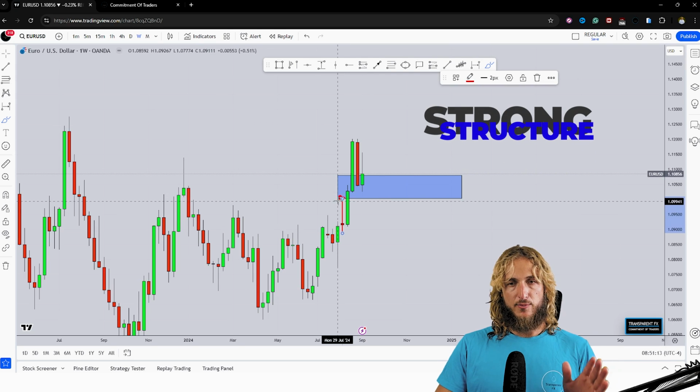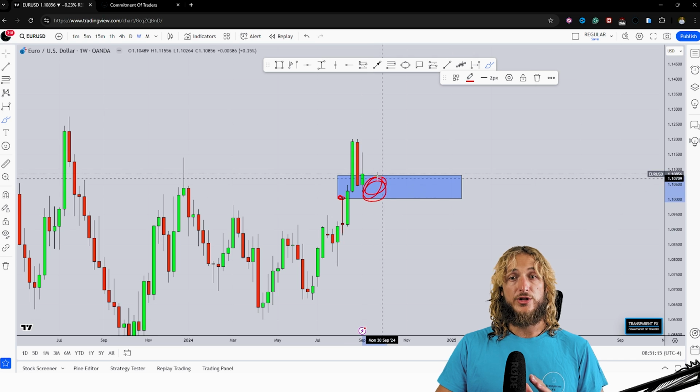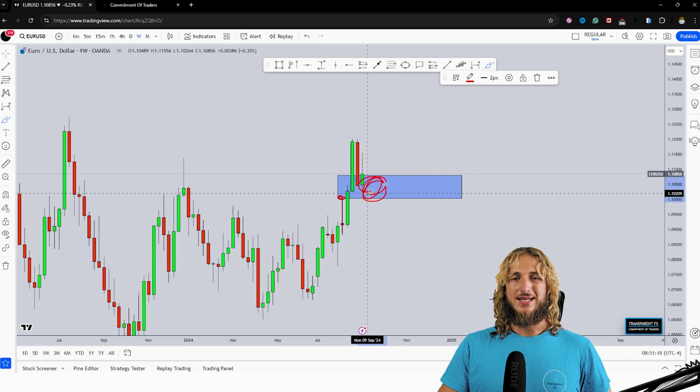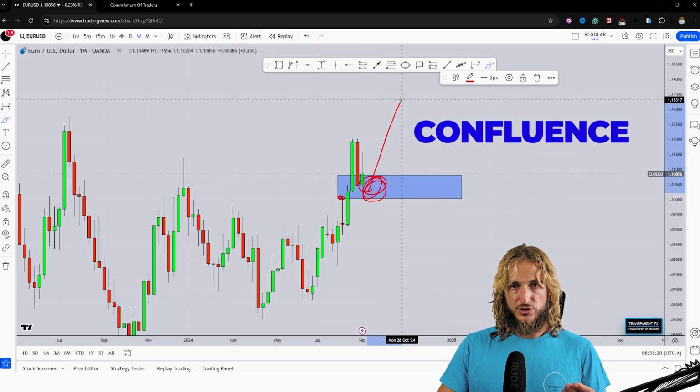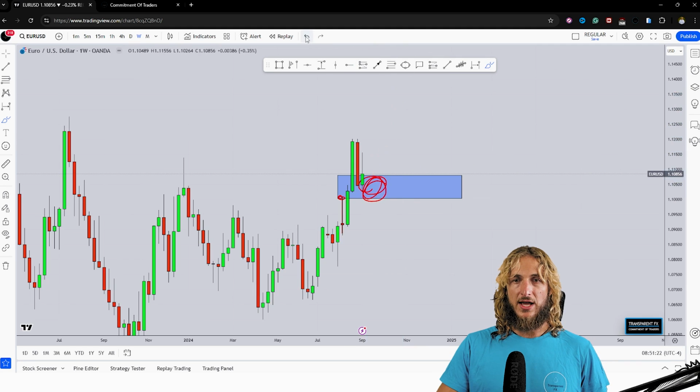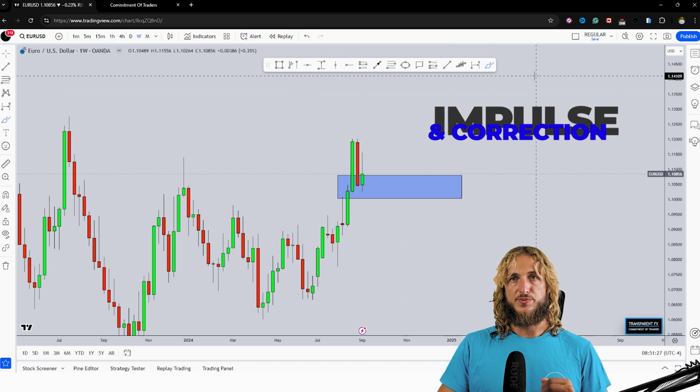So again, a previous resistance turned support zone, which with the Fibonacci levels creates a confluence of support zone from which there is a possibility of seeing the continuation of the uptrend. So essentially, the creation of this impulse, correction, and impulse pattern to the upside.